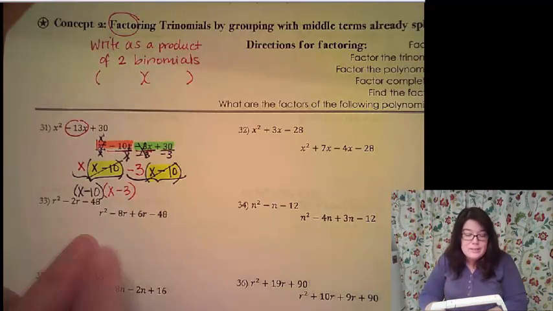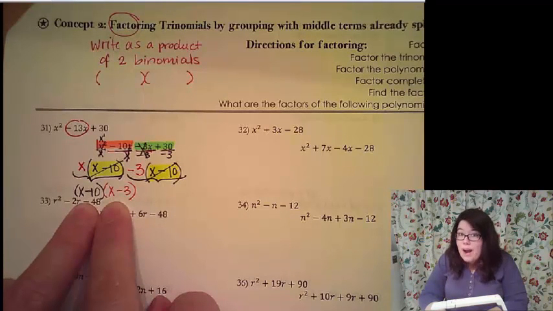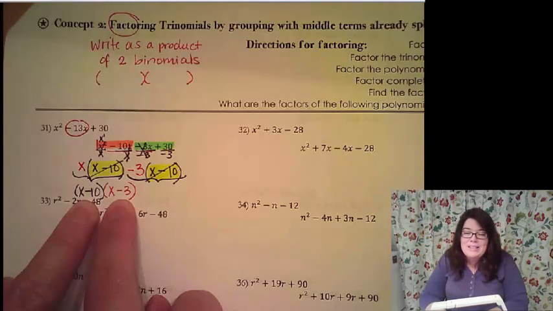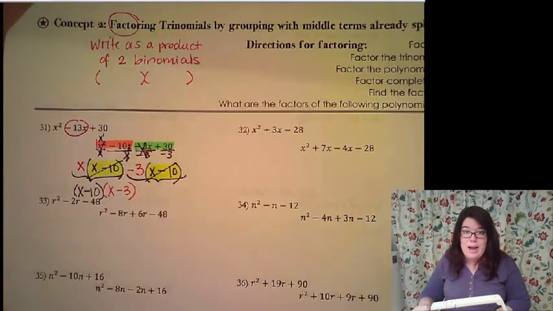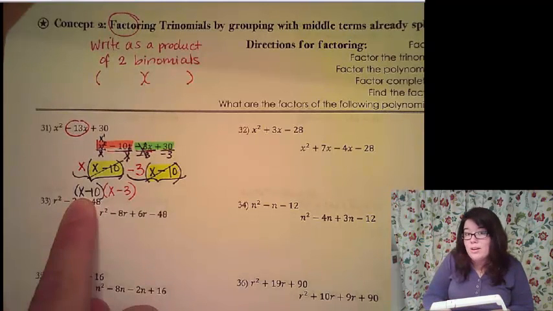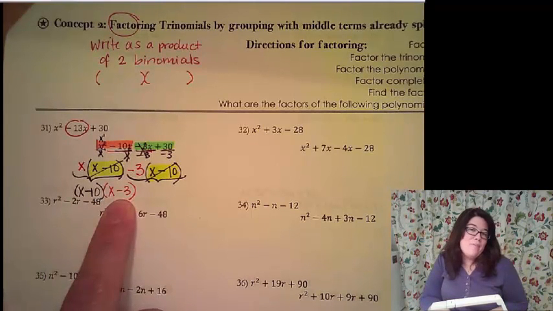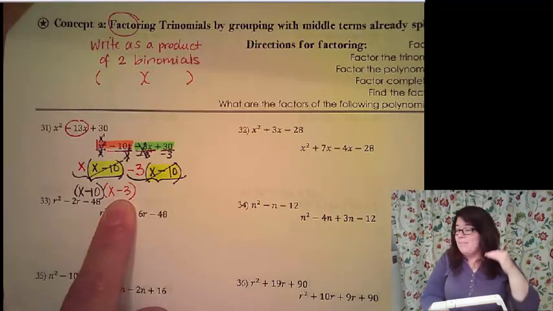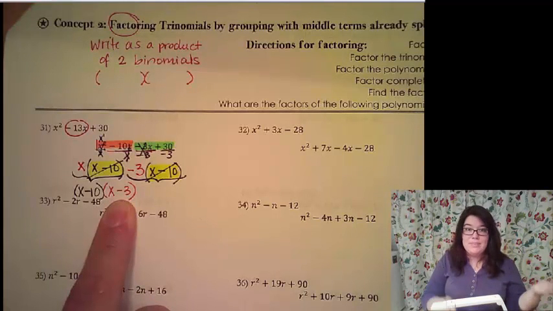But look what's happened. Our final answer is now a binomial times a binomial. That's how you know you're done, okay? So you've got your twins in one, and your loners come together and become friends in the other, and that's how you know you've done this right. Let's take a look at another one.